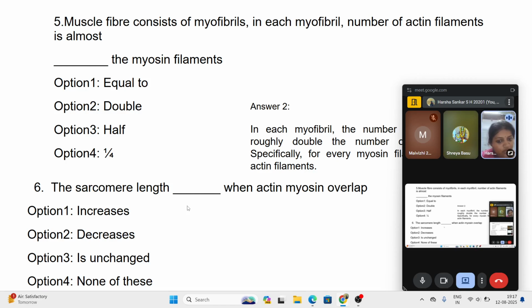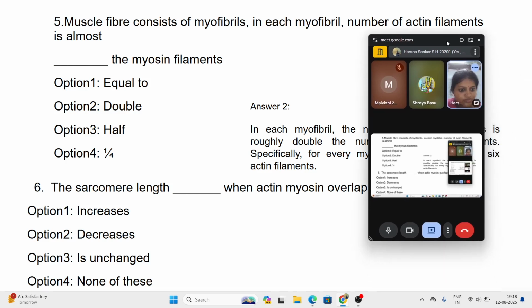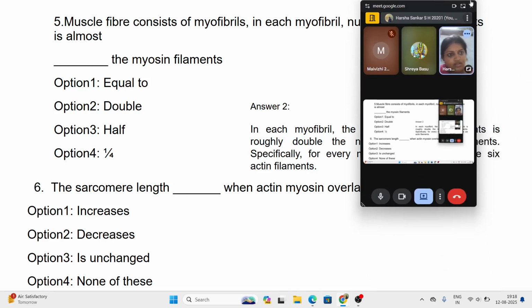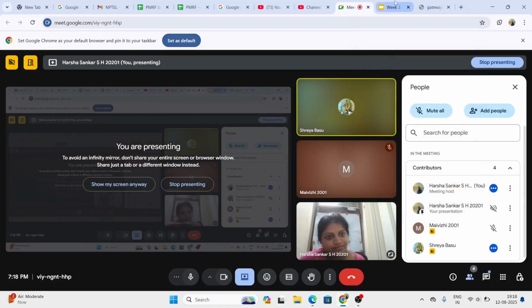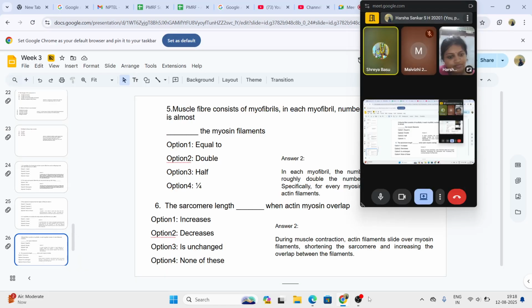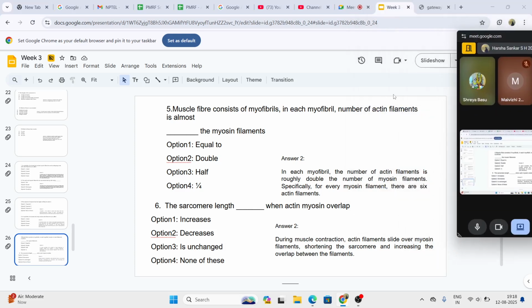What will happen to sarcomere length if actin myosin overlaps? It will decrease, right? So correct answer is option B. Because actin are pulled to the central part, so the length will decrease. Correct answer is option 2. Shortening of sarcomere or increasing the overlap between the filaments. So the sarcomere will decrease.